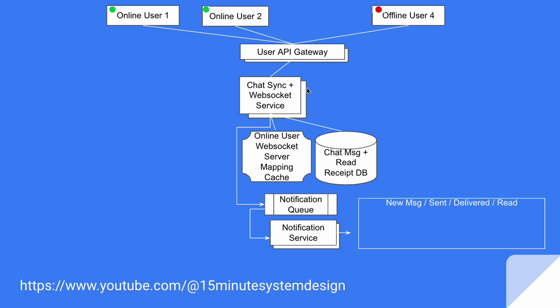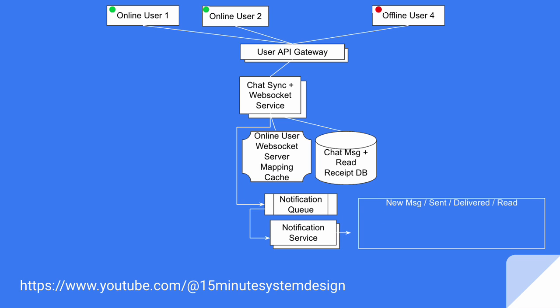Now, what if the user is offline and not connected to any WebSocket? In that case, the ChatSync service will just store the message in the DB and notify user 2 via push notification saying, hey, a new message is available. Okay. So primarily the notification service is responsible for notifying the sender of the delivery status and read receipts, like the message is sent, the message is delivered, the message has been read by the recipient. Okay. And also responsible for notifying the recipient of new messages.